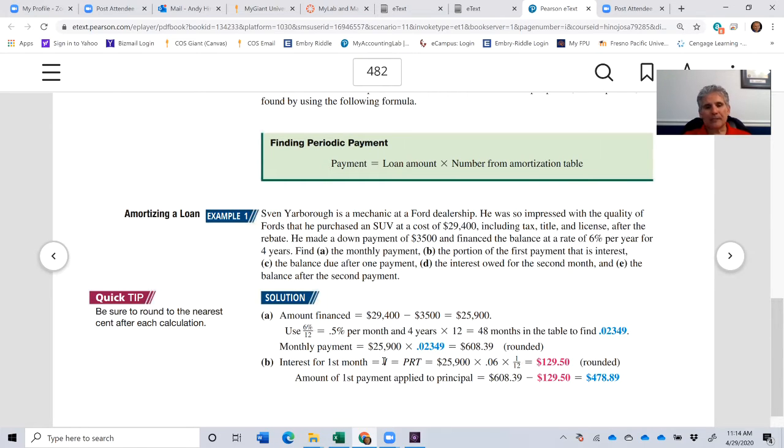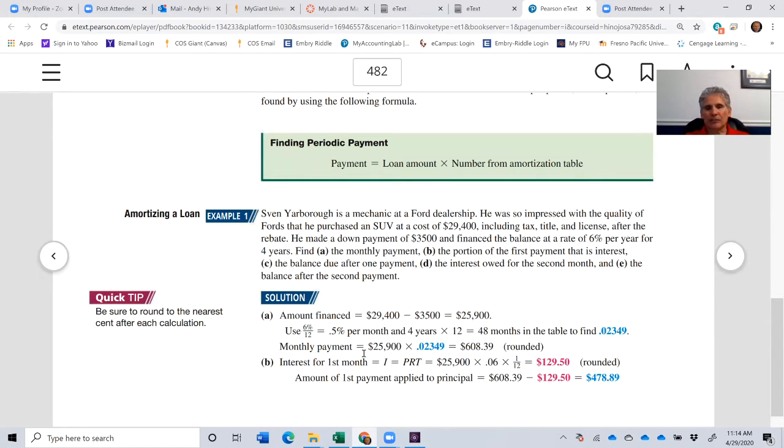So the monthly payment is going to be the amount borrowed, $25,900, which we figured out here, multiplied by the rate that we just came up with, 0.02349, and that equals $608.39. So Sven is going to pay monthly payments of $608.39.